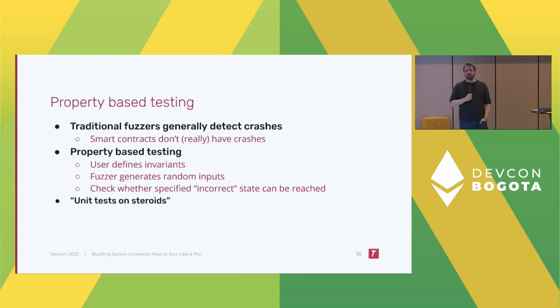However, most of the traditional fuzzers are going to look for memory corruption, for crashes in the program. We don't have a lot of memory corruption in Solidity. There are some, but they are not that common. What we are going to look for is a property of the system that can be broken. This is why we call it property-based testing. Basically, the user is going to define invariants. The fuzzer is going to explore the program randomly and try to see if the invariants hold or not. You can think of fuzzing as unit tests on steroids, where with a unit test you try one specific value with a program, while fuzzing is just going to try a lot of different values randomly.